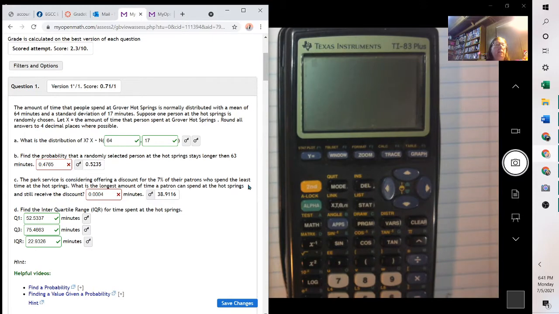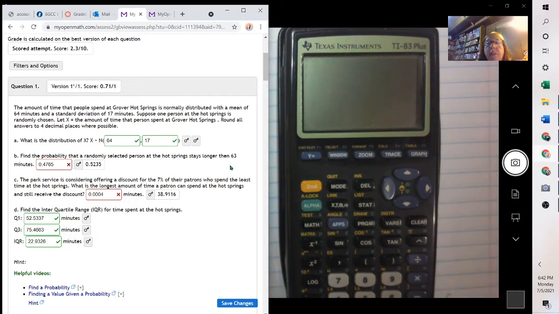Hello. So the few questions you had, I brought up your problems. So we have the mean and the standard deviation, to find the probability that a randomly selected person at the hot spring stays longer than 63 minutes. So we want 63 minutes or higher.